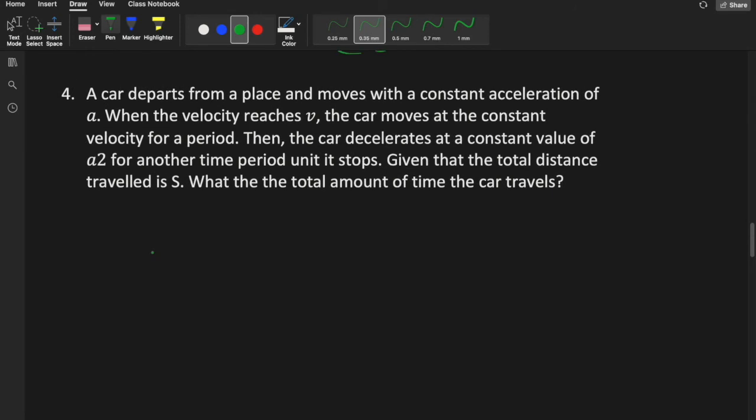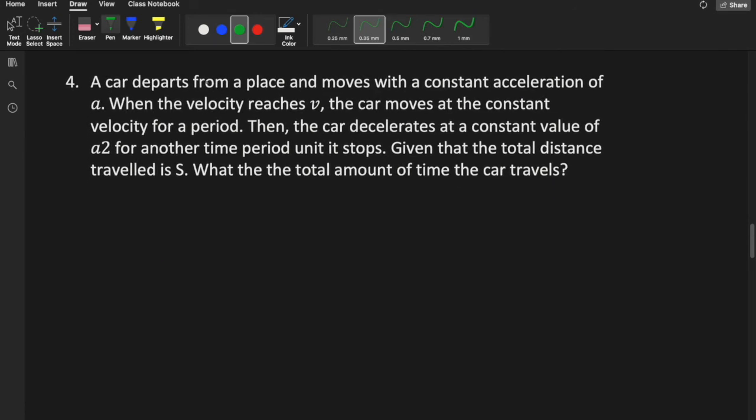Alright, now let's do question number 4. So a car departs from a place and moves with a constant acceleration of a1. When the velocity reaches v, the car moves at a constant velocity for a period of time. Then the car decelerates at a constant rate of a2 for another period of time until it stops. Given that the total distance traveled is s, what is the total amount of time the car traveled?